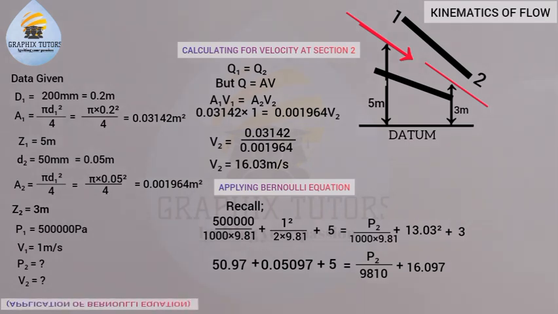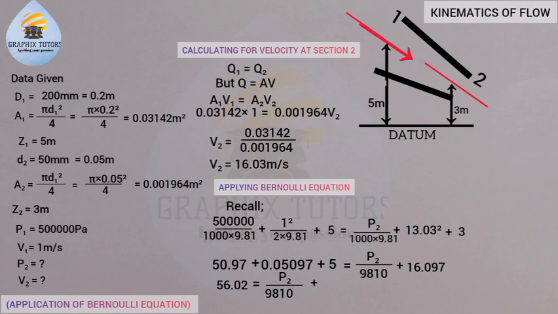Now, if you add 50.97 plus 0.05097 plus 5, you'll be having 56.02, right? Equals P2 divided by 9810 plus 16.097. When you add 13.097 plus 3, you'll be having 16.097.